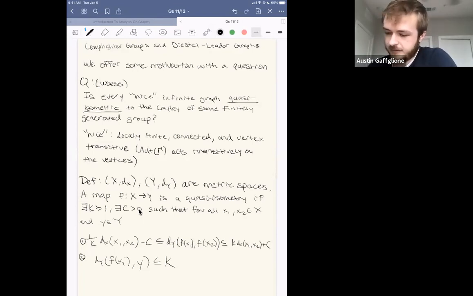Okay, so I've defined what nice and quasi-isometric mean. And when I say a finitely generated group, I mean a group where there exists a presentation of this group that has finitely many relations. So Woess proposed this question: is every nice infinite graph quasi-isometric to the Cayley graph? So, little typo.